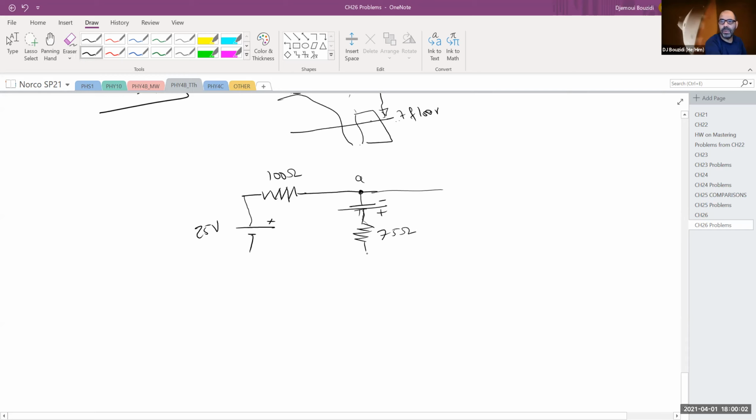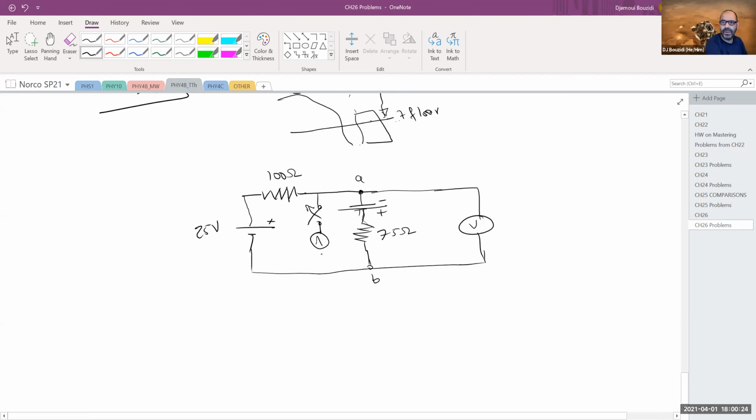And this is point B. Okay. And this point connects to this point, connects to that point. And now we have a voltmeter in here. On top of that, we have a switch in here. I'm going to draw it this way. Right now it's open. And we have an ammeter.